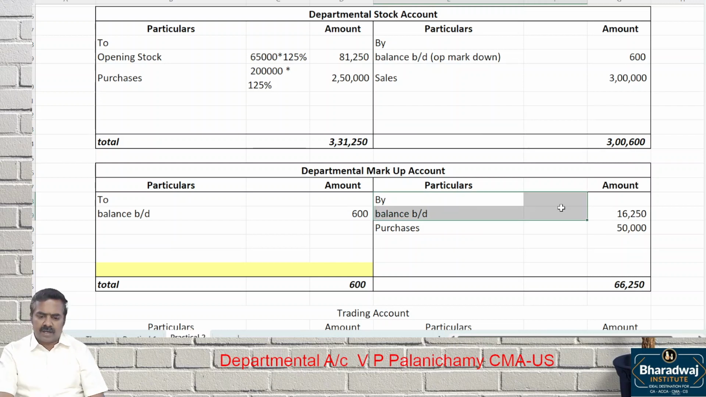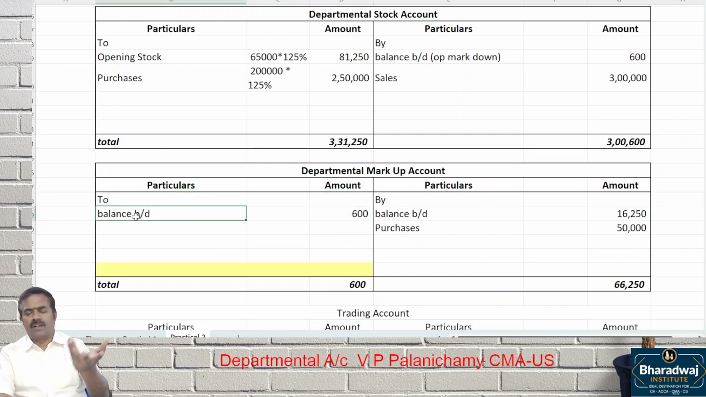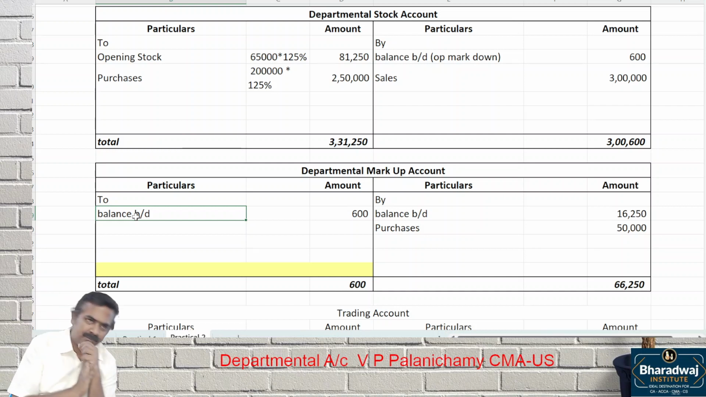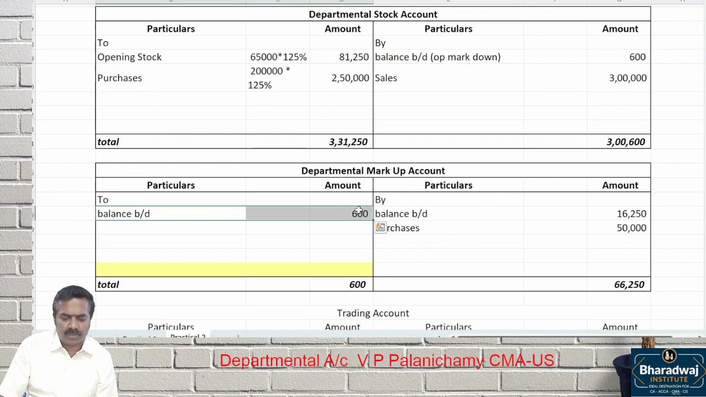To balance brought on is nothing but markup on the opening stock. To balance brought on is nothing but markdown on the opening stock. To stock account, look, nothing wrong. To stock account also you can put. It is only a memorandum account, not a regular books of accounts. You can put to stock account also. No problem. Here we can put even by markup account. Markup account 600 to stock account 600 also you can put.